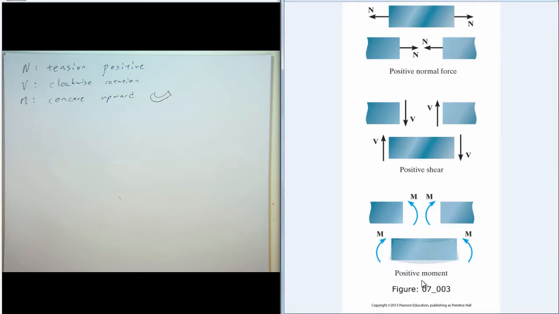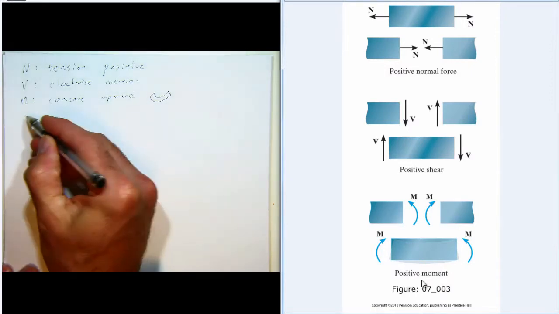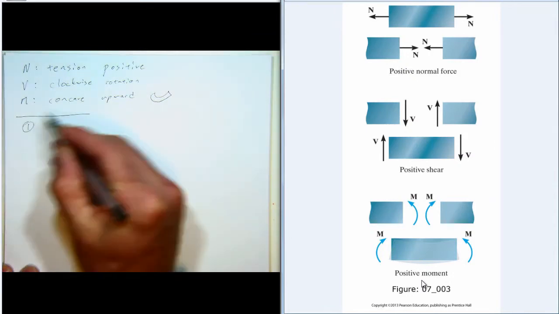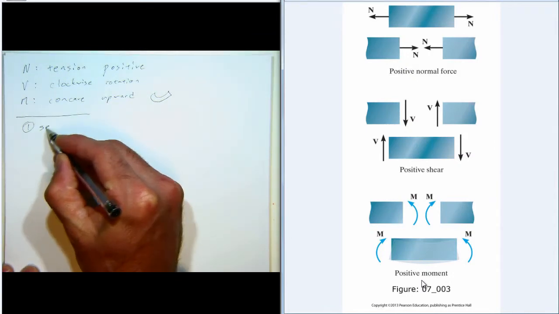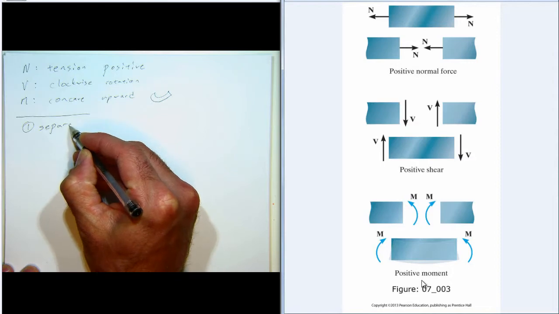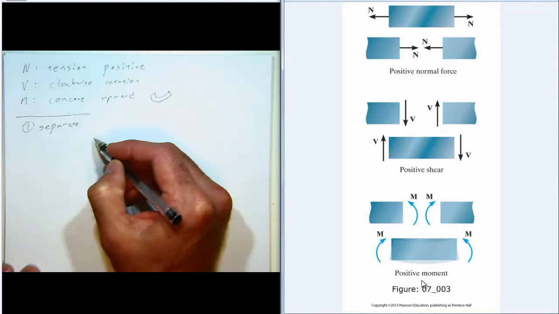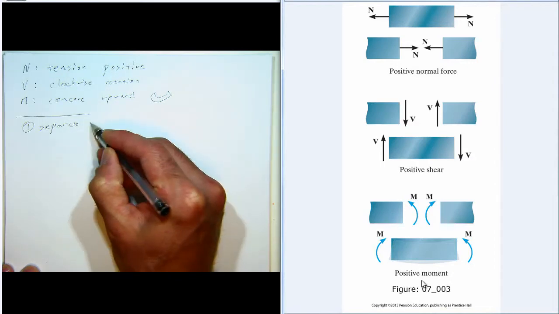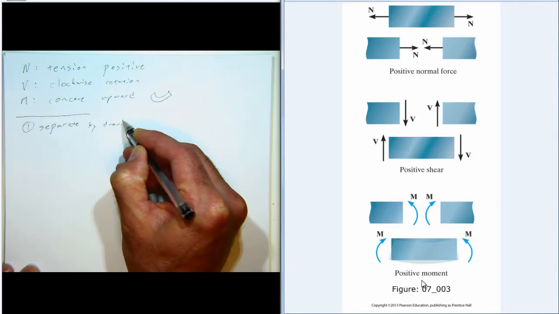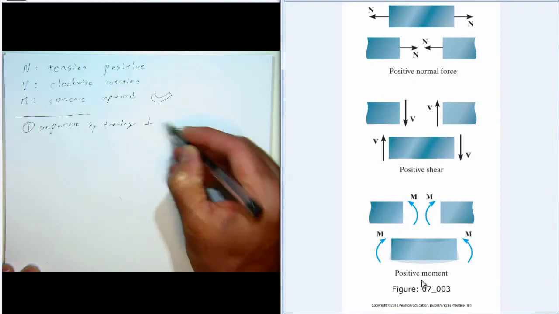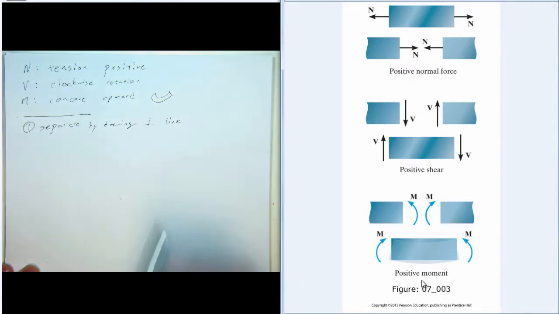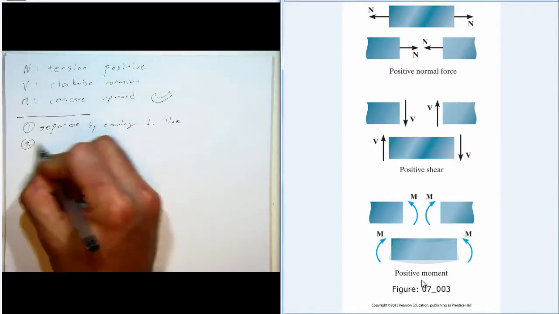So again, we just have two simple steps to find the internal loadings. One, we separate the member by drawing a line perpendicular to the main axis. And then we draw the free body diagram.